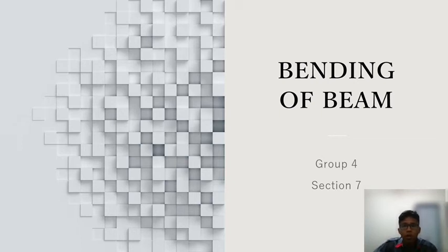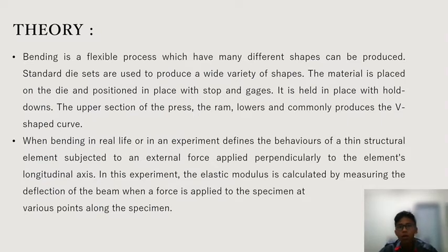We will present about the bending of beam. So for the theory, I will explain it. Bending is a flexible process in which many different shapes can be produced. Standard die sets are used to produce a wide variety of shapes. The metal is placed on the die and positioned in place with stop and gauge. It is held in place with hold downs. The upper section of the press, the ram, lowers and commonly produces the V-shaped curve.